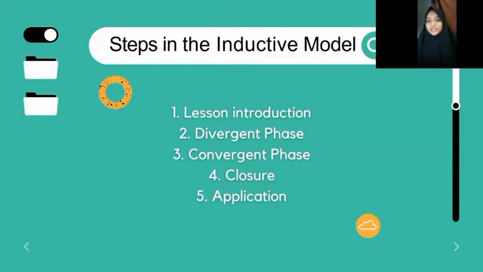And then the second step is the divergent phase. We know this also as the open-ended phase, where the students examine and compare the examples and non-examples introduced to them. They make observations about them and attempt to recognize characteristics and patterns in what they see.